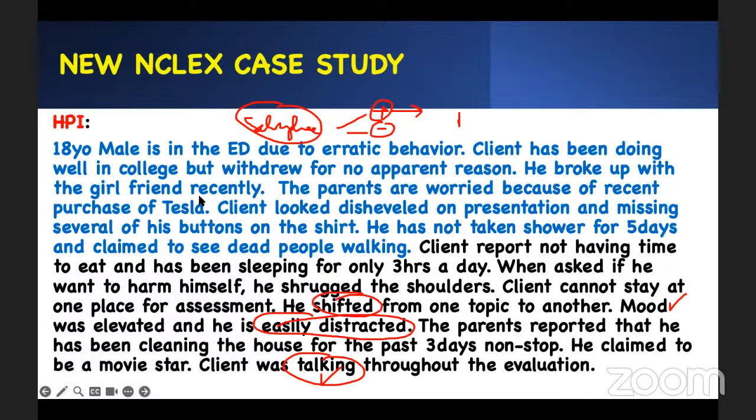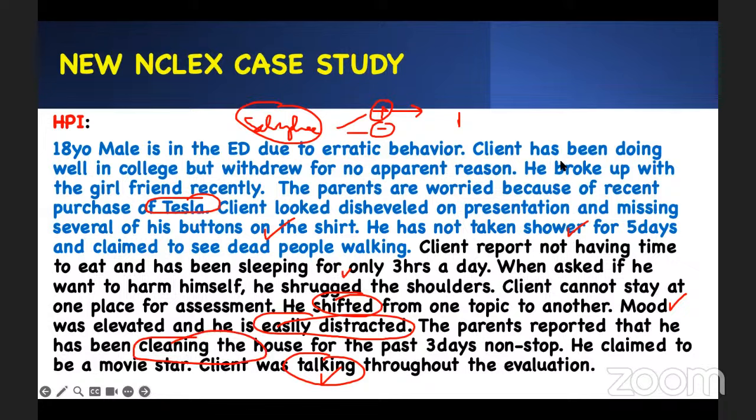They don't do that. They don't spend their money and buy a Tesla. Money for school, then they use it for what? Tesla. No, they're not going to do that. Well, yes, they will not shower. Okay, the address will not be okay. They may not be sleeping, but they won't be cleaning their house nonstop.